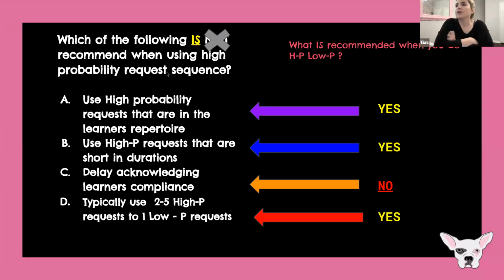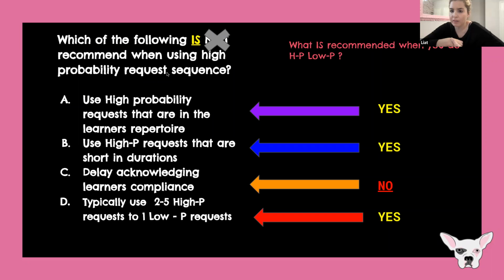But regardless, which of the following is recommended when using high probability request sequence? So which of these things are true, right? Who wants to volunteer over here? Anyone different do we have? I'll go. Okay, Stephanie, look at that. That is a latency that I like to see. Okay, so is it true that you use high probability requests that are in a learner's repertoire? Is that true? Yes, it is, right?